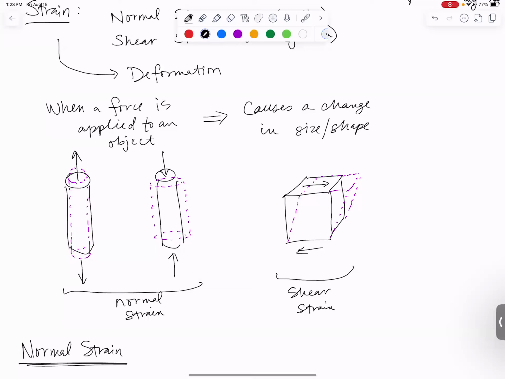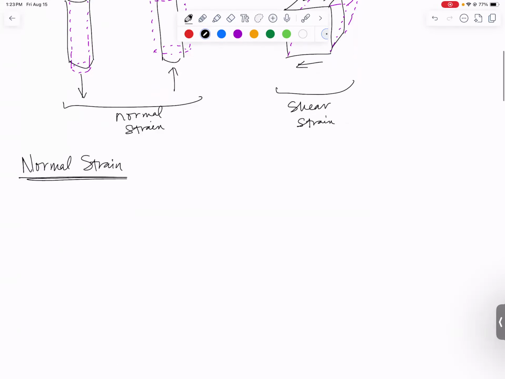All right, we need to be able to calculate this. Normal strain, let's do that one first. The way we calculate normal strain is we say that if you have a change in length of a bar and you divide it by the original length of the bar, we're going to call that normal strain.